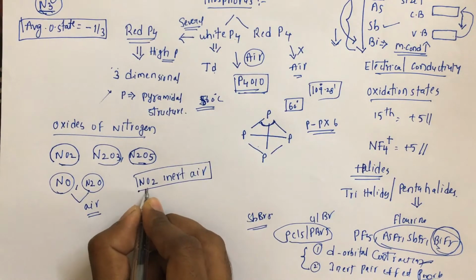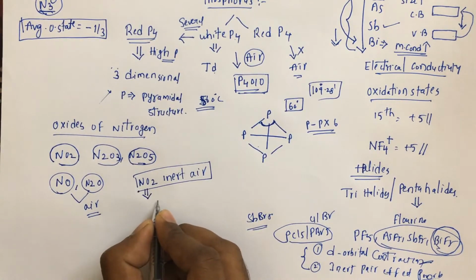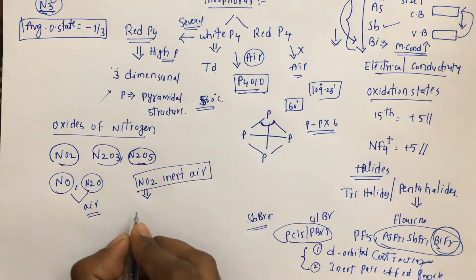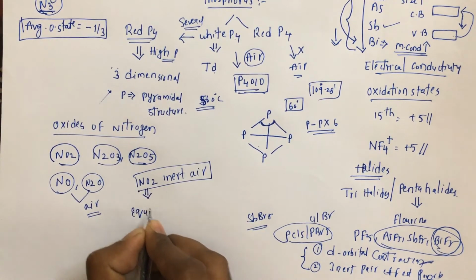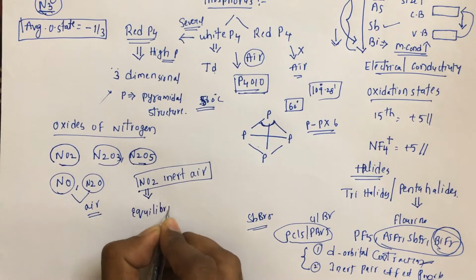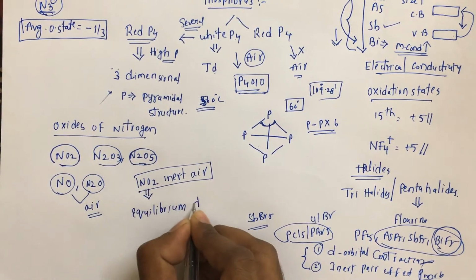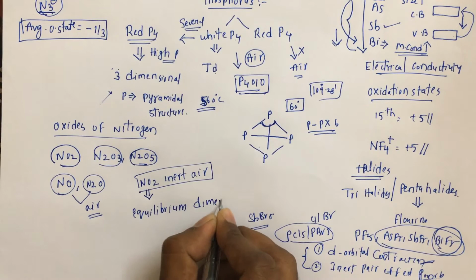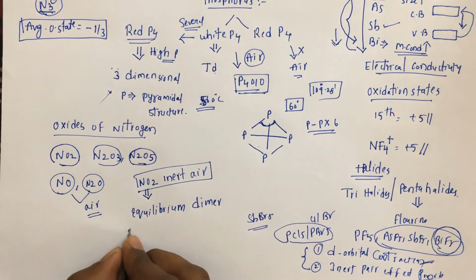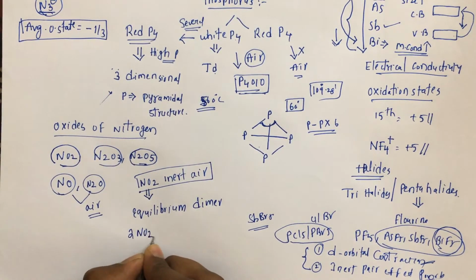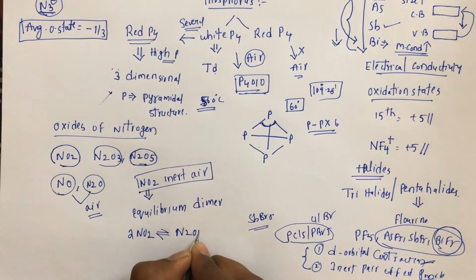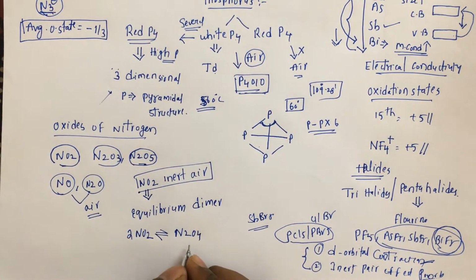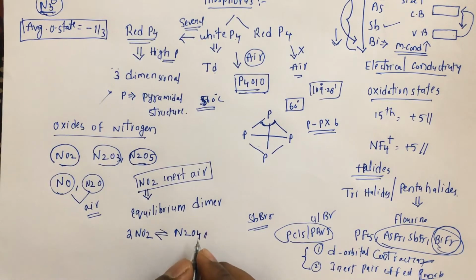So first we'll go for NO2. How it exists: NO2 has a feature that at equilibrium it exists in the dimer form. It exists as a dimer. So what is the dimer? 2NO2 gives rise to N2O4. So NO2 exists as a dimer, that is N2O4.